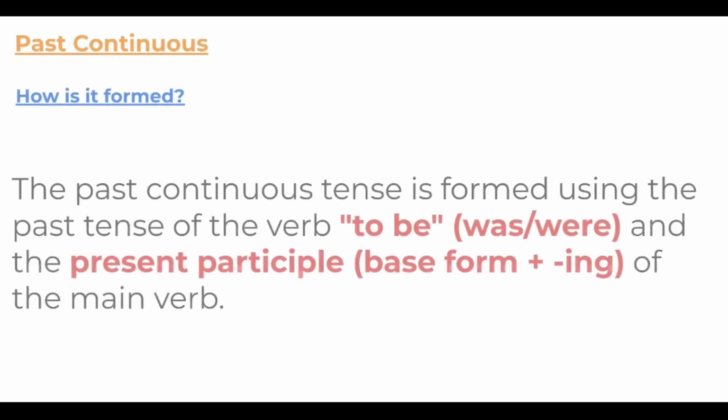So how do we form this past continuous tense then? Well, we want the past tense of the verb to be, so in other words, was or were, and we also want the present participle of the main verb, and that's the one that reflects the continuous nature of this tense, the ongoing nature. So this is a little bit more complex than past simple, I would say.